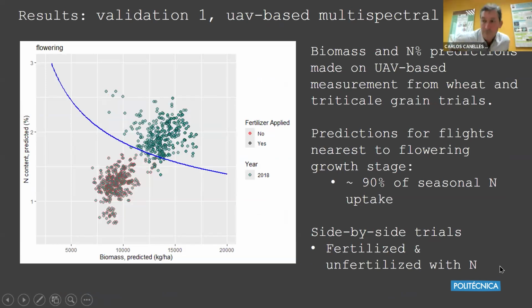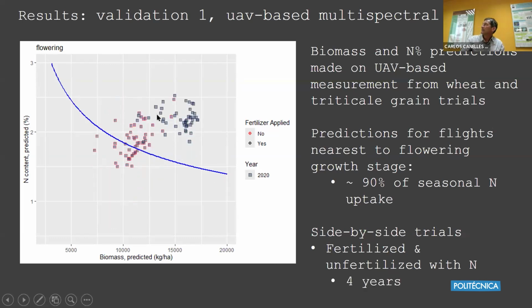This is not biomass data, this is grain data. We have a lot of this data where we measure grain and grain nitrogen content at the end of the season. And we had flights at anthesis over these same fields. So this is our predicted nitrogen content, our predicted biomass content for a year where we had either applied fertilizer or not applied fertilizer. Okay, so this is at anthesis, this is at flowering.